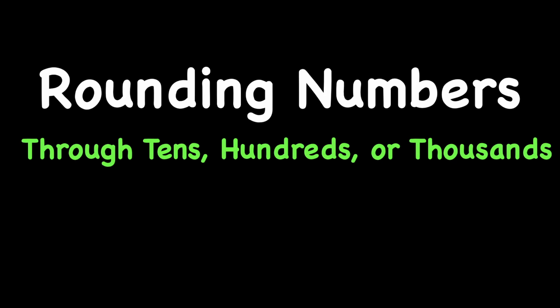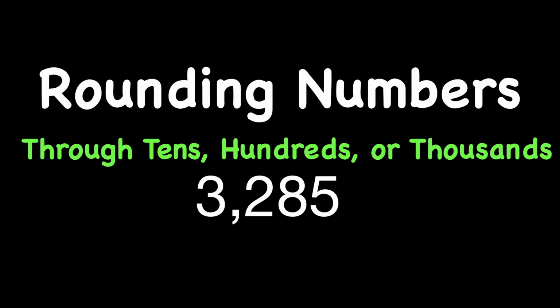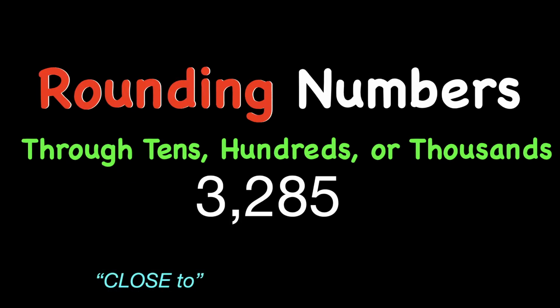Today's lesson is on rounding numbers through tens, hundreds, or thousands. We'll be working with four-digit numbers today, like 3,285. Rounding means that we just need to find a number that's close to the number we're starting with. It doesn't have to be exact. And when we're rounding, our final answer is going to end either in one or several zeros.